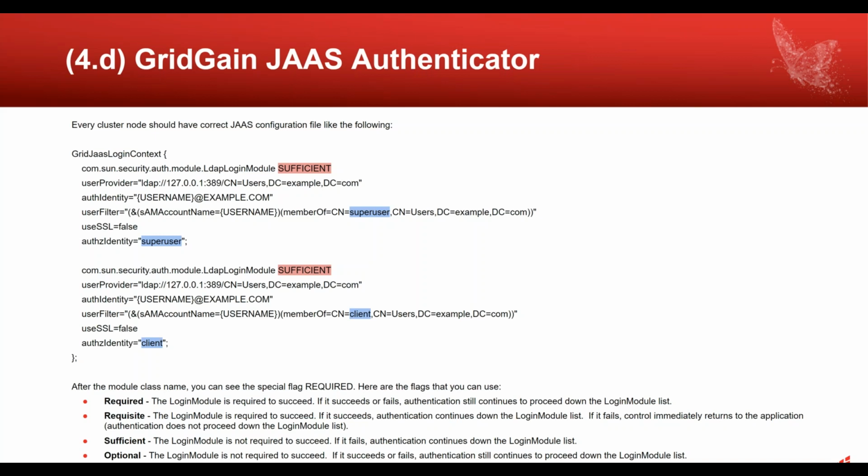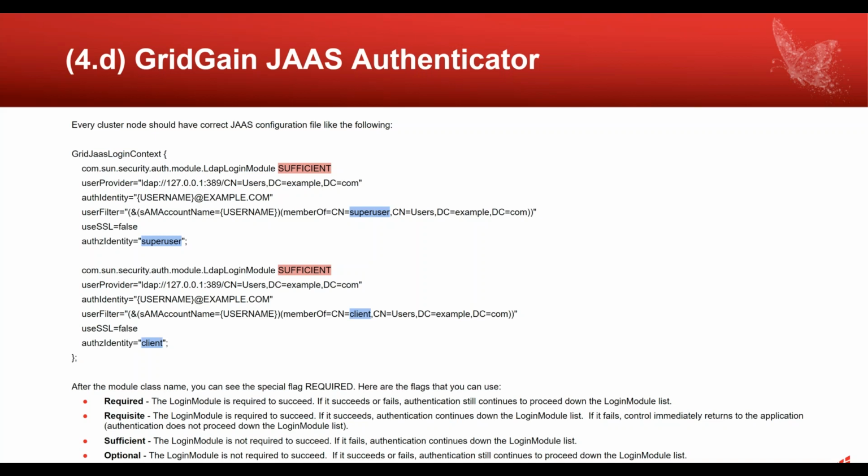Also, you can see that I use username here. It's a common JAAS thing. So when you provide the credentials in the XML configuration of our GridGain node, they will be automatically used here. Instead of username, your own username will be used. It can help you because you need to have only one JAAS config for every node. It will work fine. Also, you can see here that I have a user provider address. It contains the address of my LDAP and port.